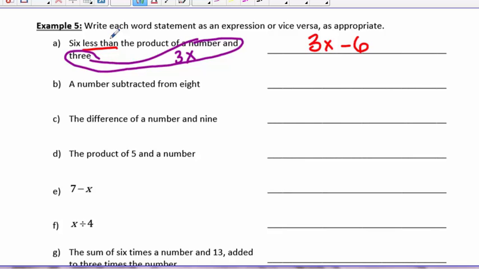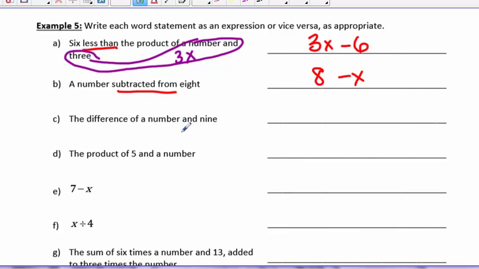A number subtracted from 8. Just like less than, subtracted from also is going to imply that the second part of the operation comes first. The number is subtracted from, taken away from the 8. So I'm going to start with the 8, then minus the x.